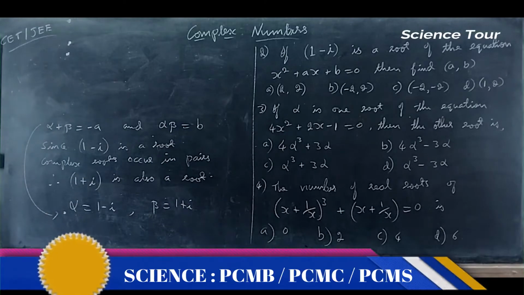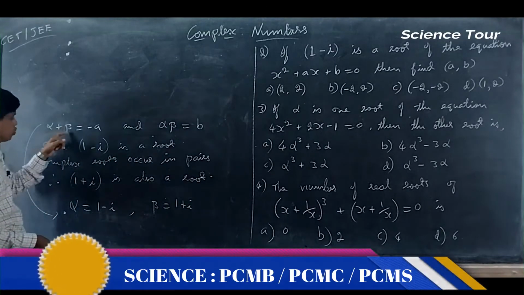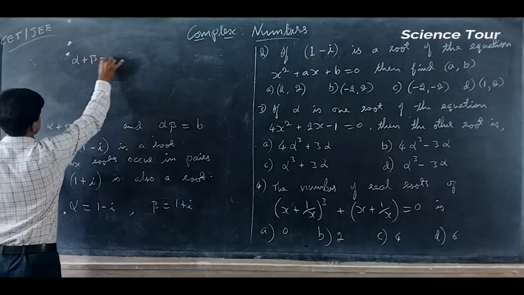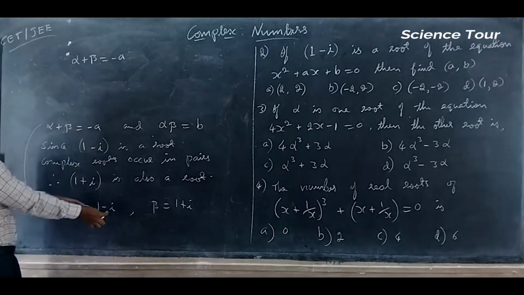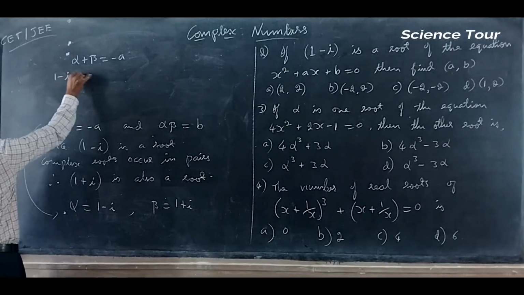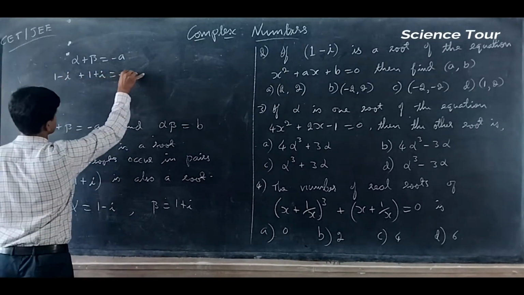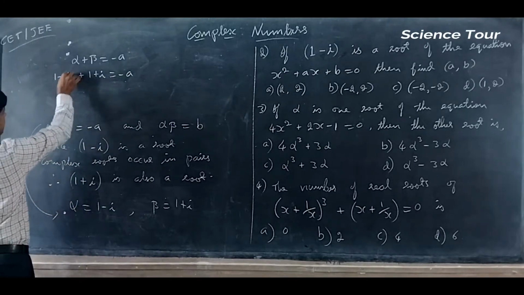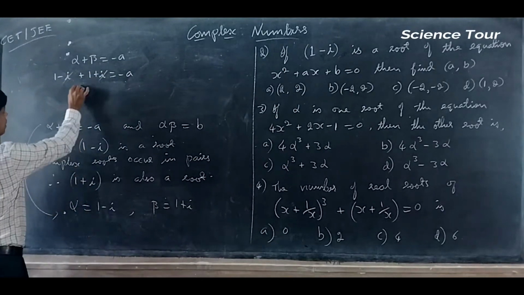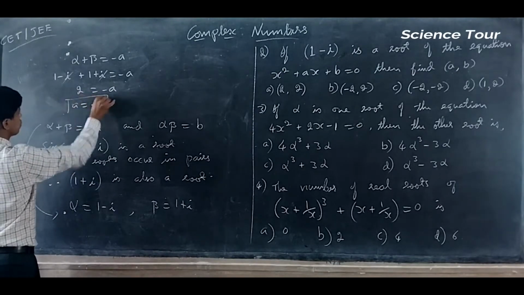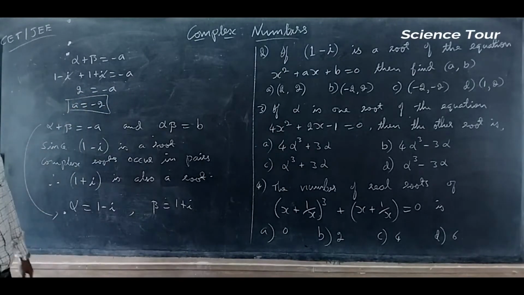Alright, so how do you proceed? You know alpha, you know beta. So with this, alpha plus beta is equal to minus A. I can substitute alpha 1 minus i, beta 1 plus i, and that's equal to minus A. So here I cancel i, and 2 is equal to minus A, therefore A is equal to minus 2. So I got the value of A.